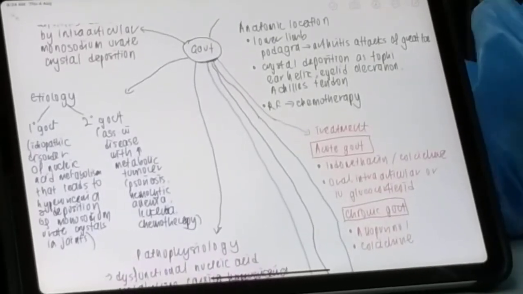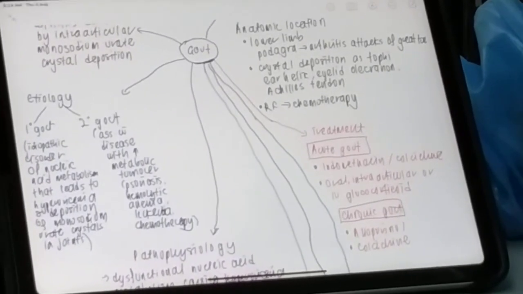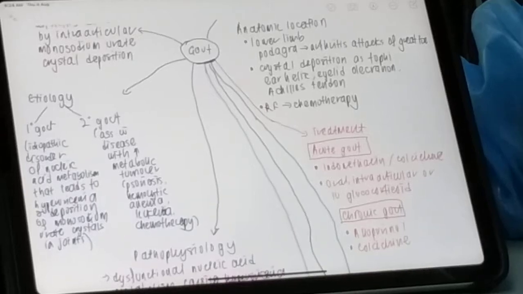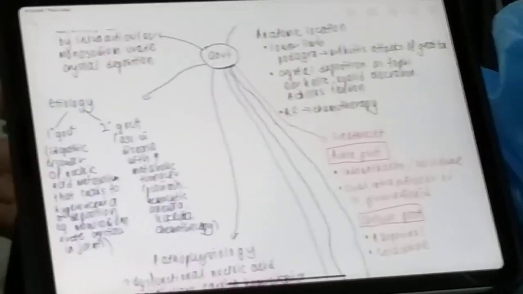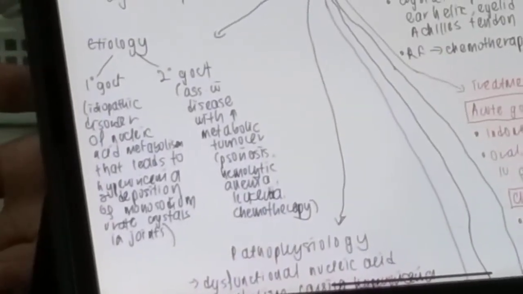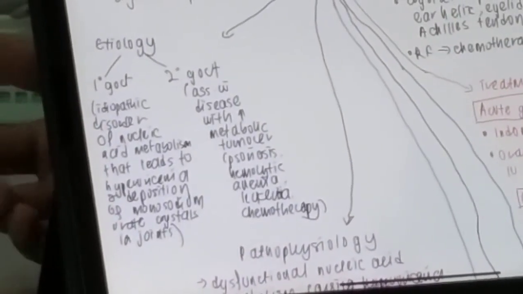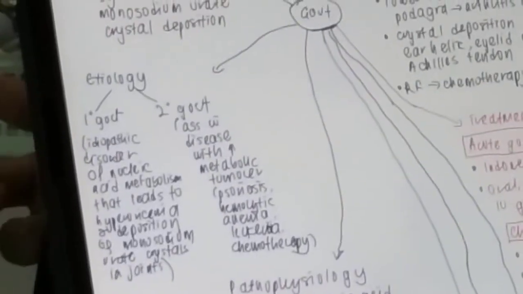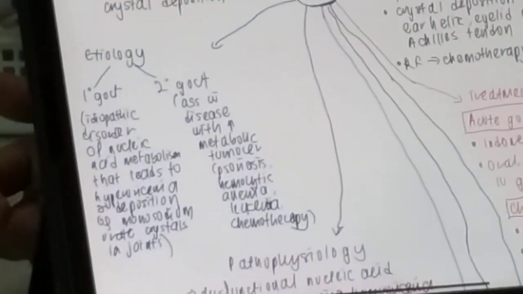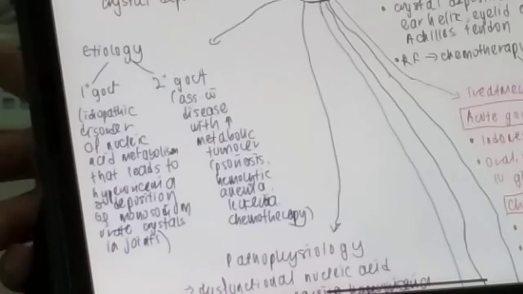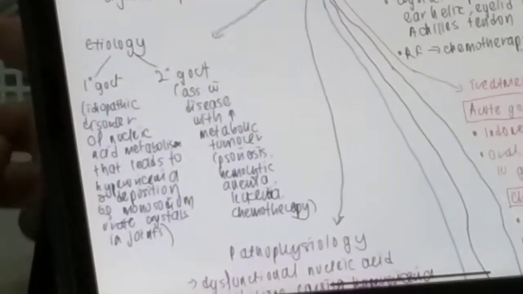I will talk about classification based on etiology. There is primary gout and secondary gout. Primary gout is usually hereditary, like Lesch-Nyhan syndrome. Secondary gout is caused by any medication or condition that causes gout.